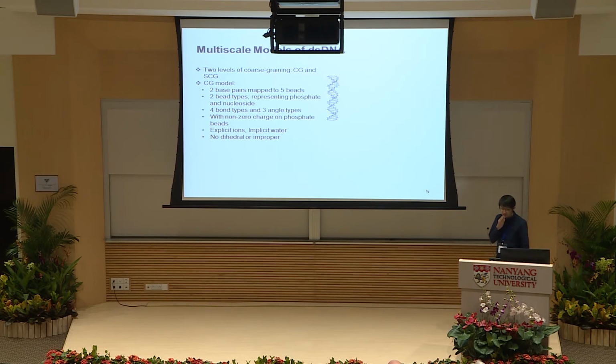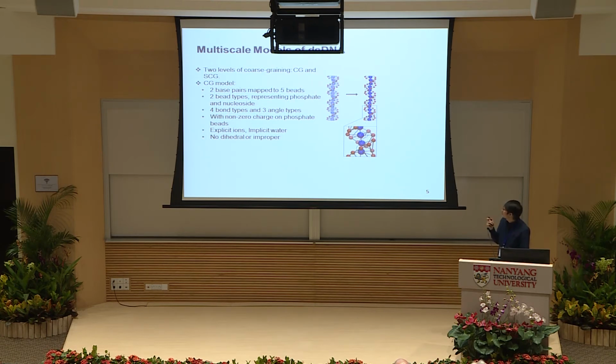OK, so let's go to our DNA models. We actually derived two DNA models at two different levels. The first model is a coarse-grained model. We just call it the CG model. We map every two base pairs to five beads. This is based on a previous model.